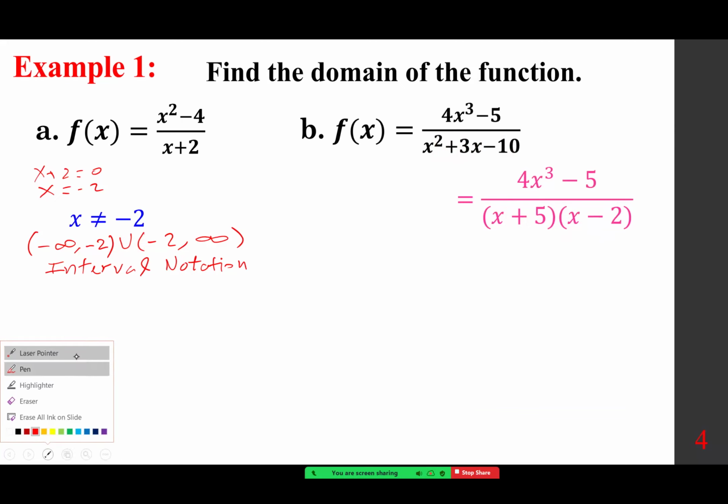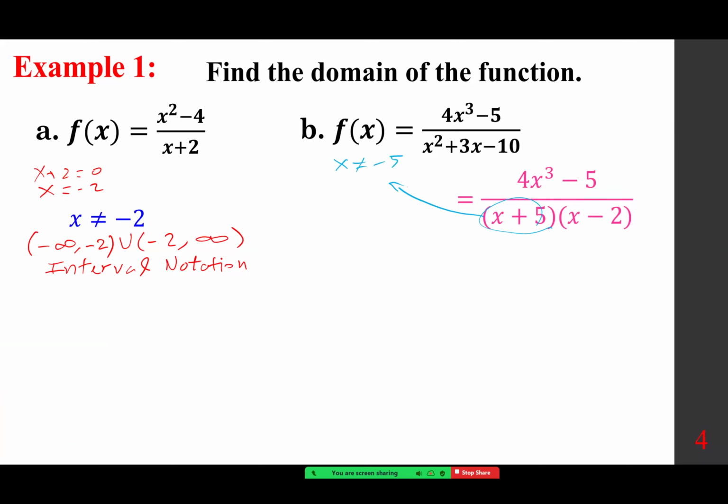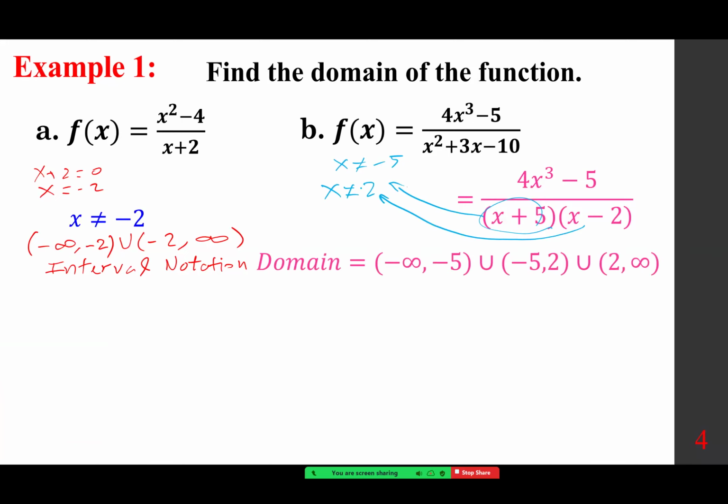So for this one, x can't be -5. For this one, x can't be +2. And here's the interval notation. The domain is from -infinity to -5, union -5 to 2, union 2 to infinity.